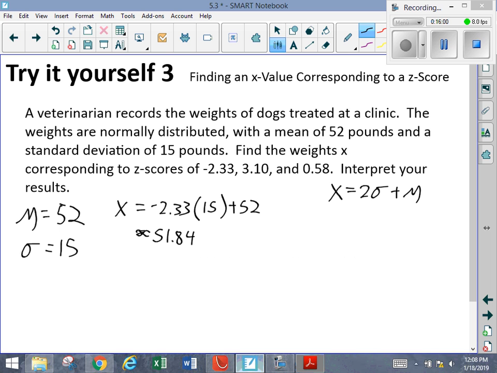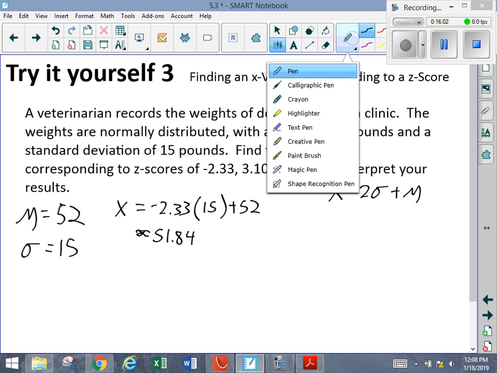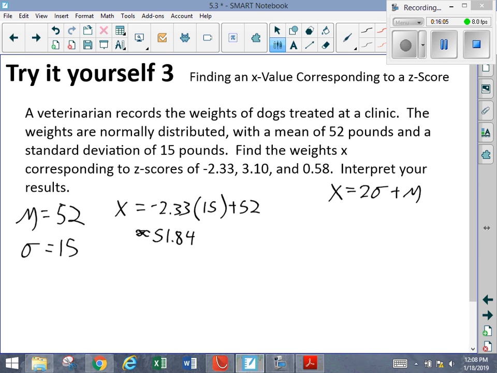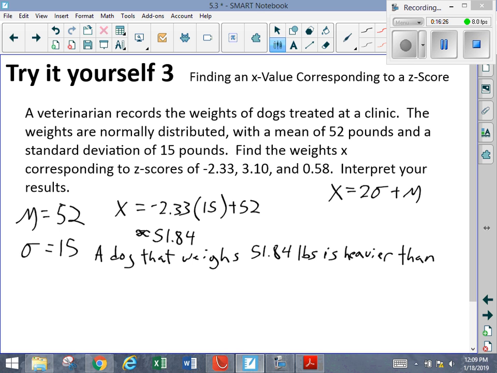So interpreting this in context, I'll say that a dog that weighs 17.05 pounds is heavier than 0.99%.